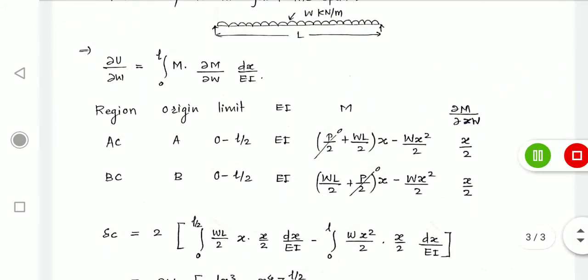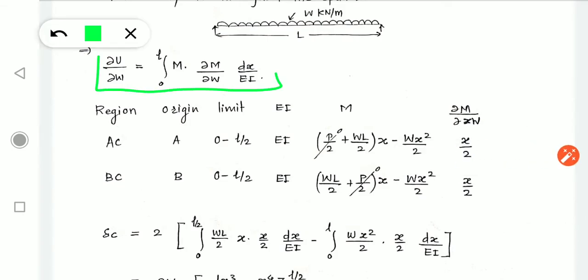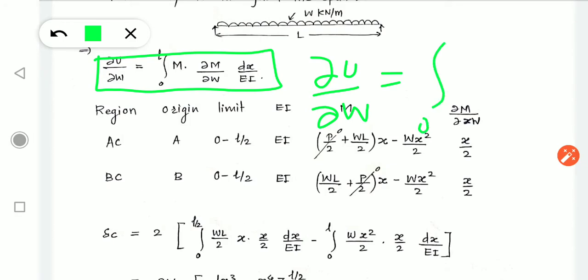Okay, once you did that, we have a formula that says take the strain energy, partial U by partial W, that gives you the integration from 0 to L of M. M is the moment equation, and differentiate that moment equation with respect to any load, partial W.